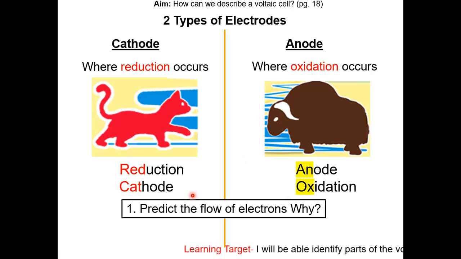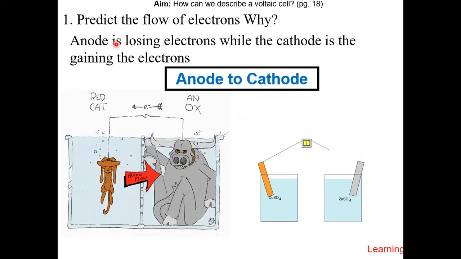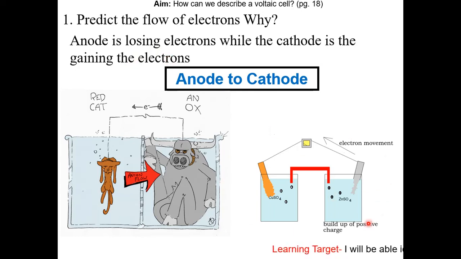So in a Voltaic cell, do electrons flow from cathode to anode or anode to cathode? It actually flows from anode to cathode because the anode is losing electrons, because that's where oxidation occurs, while the cathode is gaining electrons, that's where reduction occurs. As you can see from this GIF, electrons are being lost at the anode, and the cathode is gaining electrons.